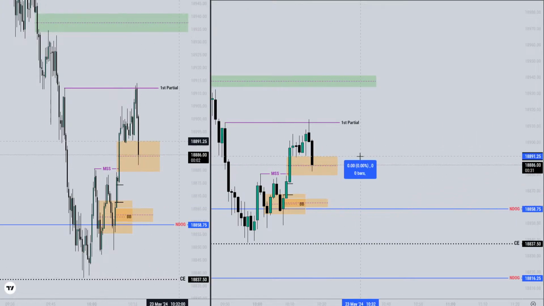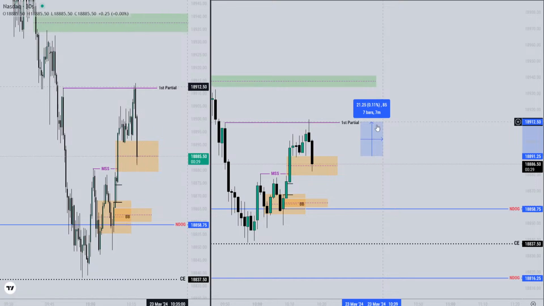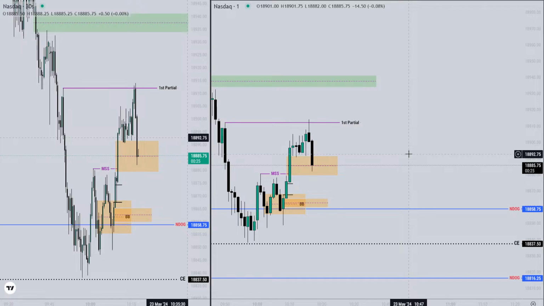Just 20 handle is not bad, okay? 21 handle or 20 handle is not bad. Huge, it's huge. Trust me or not, it's huge.